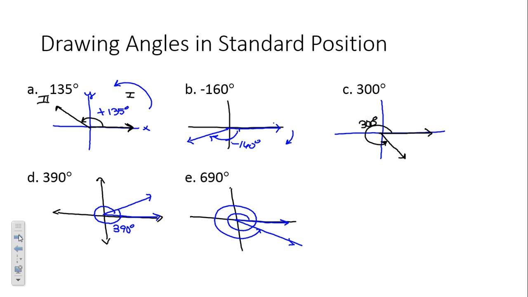Counterclockwise for positive, as many loops as you need to make it happen. Okay, so I'll be looking for the spirals and then a general idea of where you should be. Okay? Awesome. Next one.